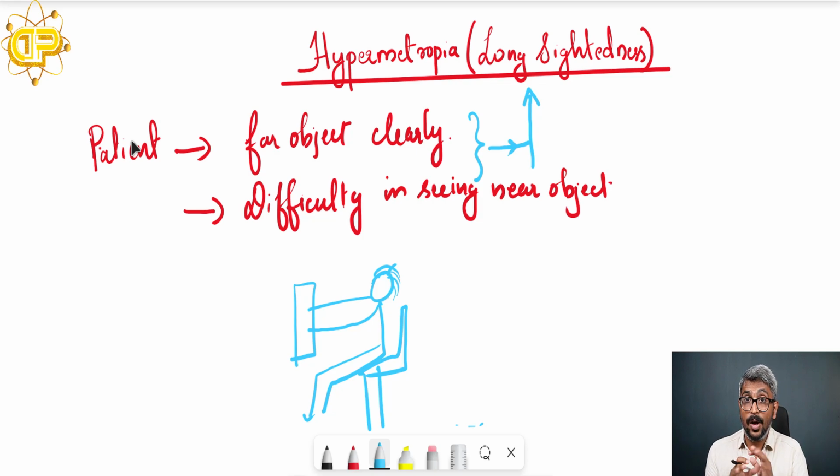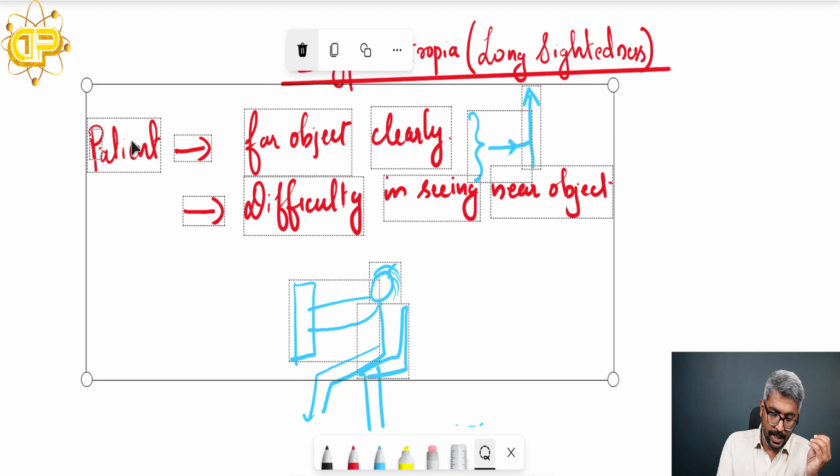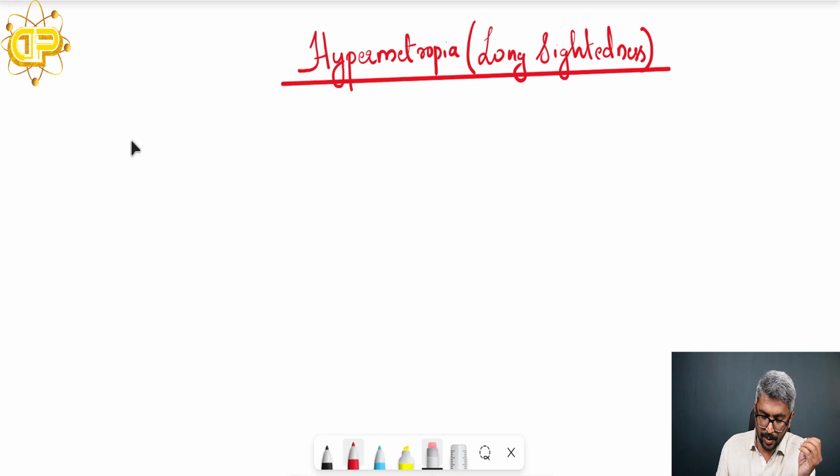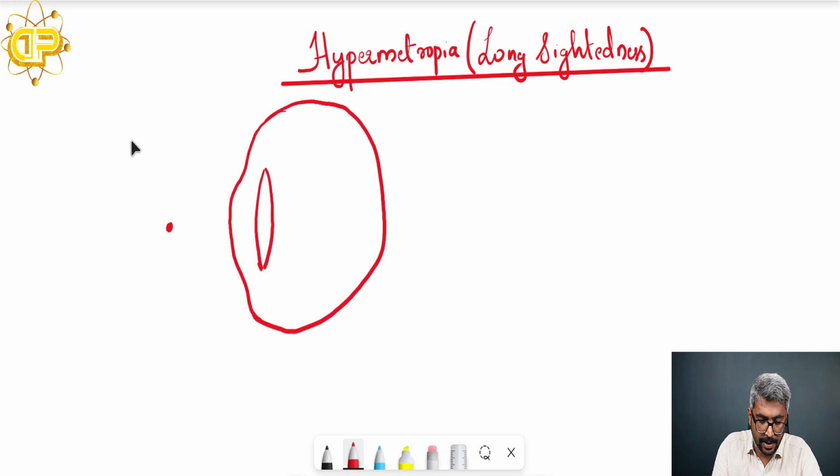Now, how it happens. In the case of hypermetropia, the issue is with the near point. It's not the far point. There will be no issues with the far point, but with the near point there will be some issues. Okay, let us see. This is our near point for a normal eye, that is 25 centimeter from the eyes.